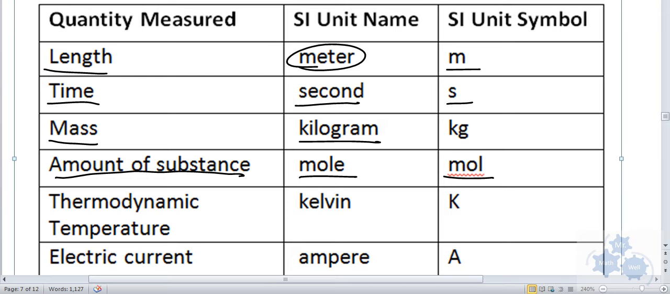All lowercase. Okay, temperature. All right, temperature is another unit, and technically thermodynamic temperature is the quantity. And it's not Fahrenheit, it's not Celsius, it's actually a unit called the Kelvin. And it's okay if you've never heard of this before, all right?